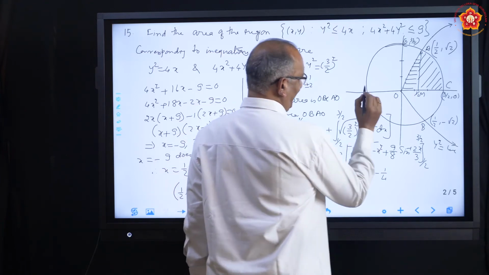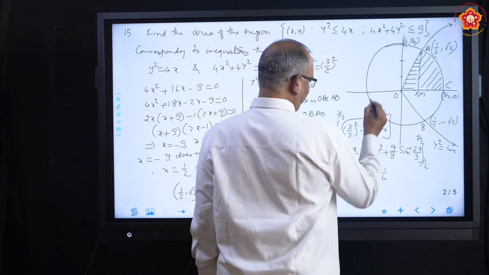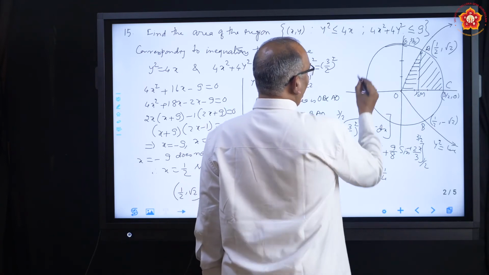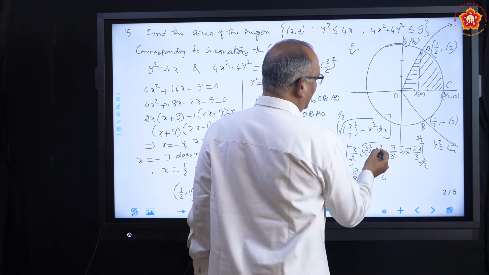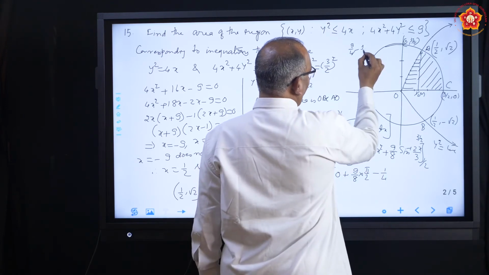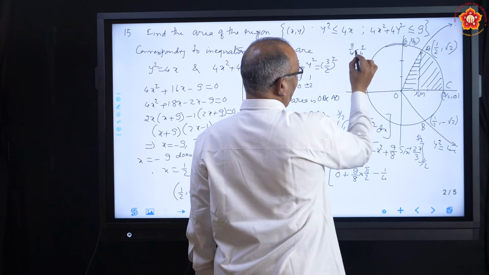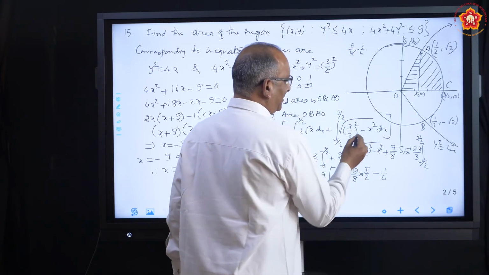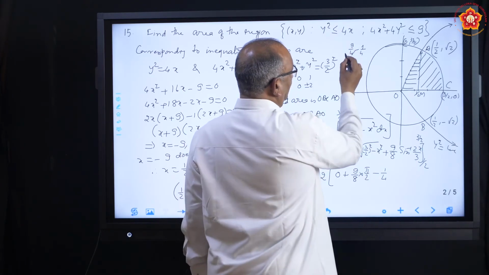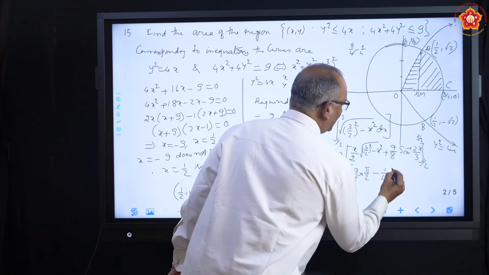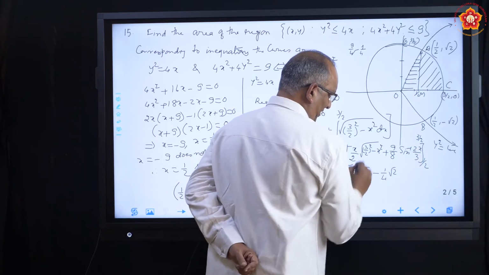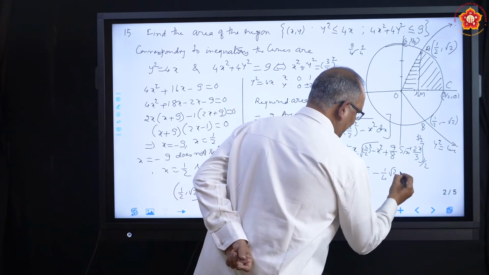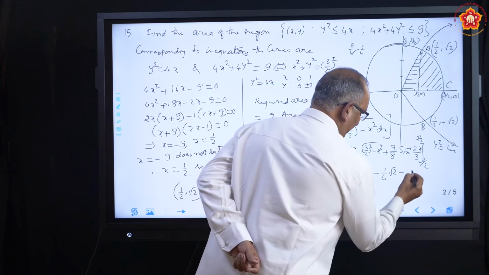(3 by 2) square can be written as 9 by 4, minus (1 by 2) square is 1 by 4. So 9 by 4 minus 1 by 4 is 8 by 4. 8 by 4 is nothing but 2. So you are going to get root 2. Here when we substitute 1 by 2, what will happen? Minus 9 by 8.